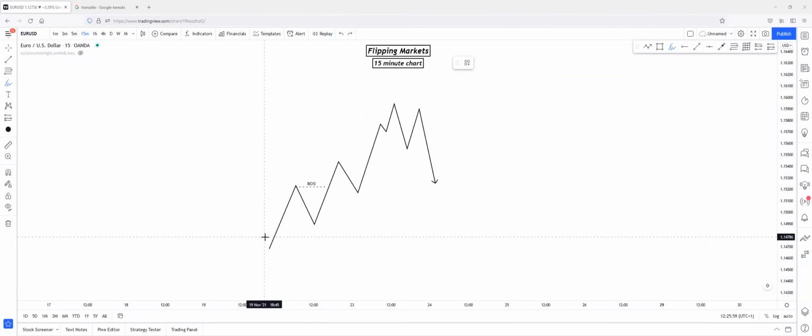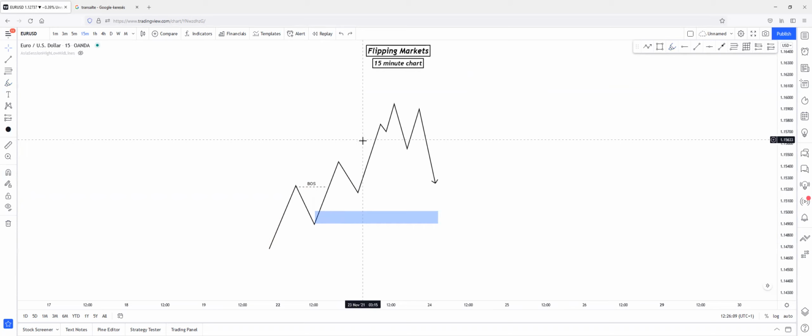As you can see, I just drew a higher high and higher low structure here, which is bullish. It creates a break of structure to the upside. As I said, price has to create inefficiency in order to create a valid demand zone or supply zone. Let's say this move created inefficiency. You won't see it here because you'll only see it in the live charts.